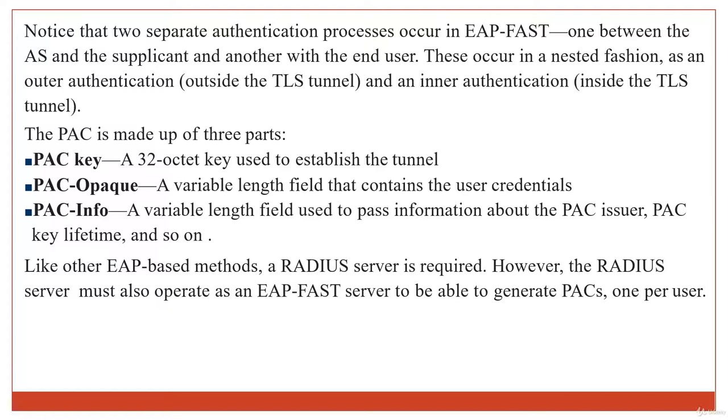Now what are the key components we have with the PAC? The PAC has three components. One is the PAC key, up to a 32-octet key used to establish the tunnel. Then we have the PAC opaque, which contains the credentials. And finally we have the PAC info. Inside the PAC info we have the key lifetime and a variable-length field used to pass information about who is the PAC issuer, so the PAC issuer and the lifetime.